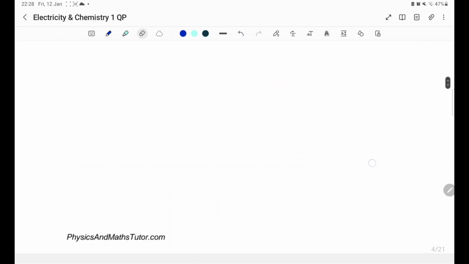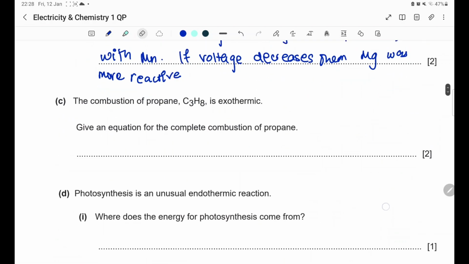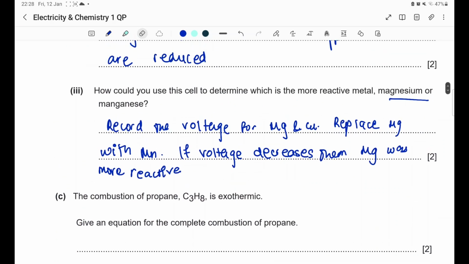Obviously, you don't know which is more reactive, it is very much possible you're not exactly sure if magnesium is more reactive or manganese is more reactive. So you could say if voltage increases, then manganese was more reactive. You could write this sentence over here and vice versa. It's fine. It's allowed. You're good.